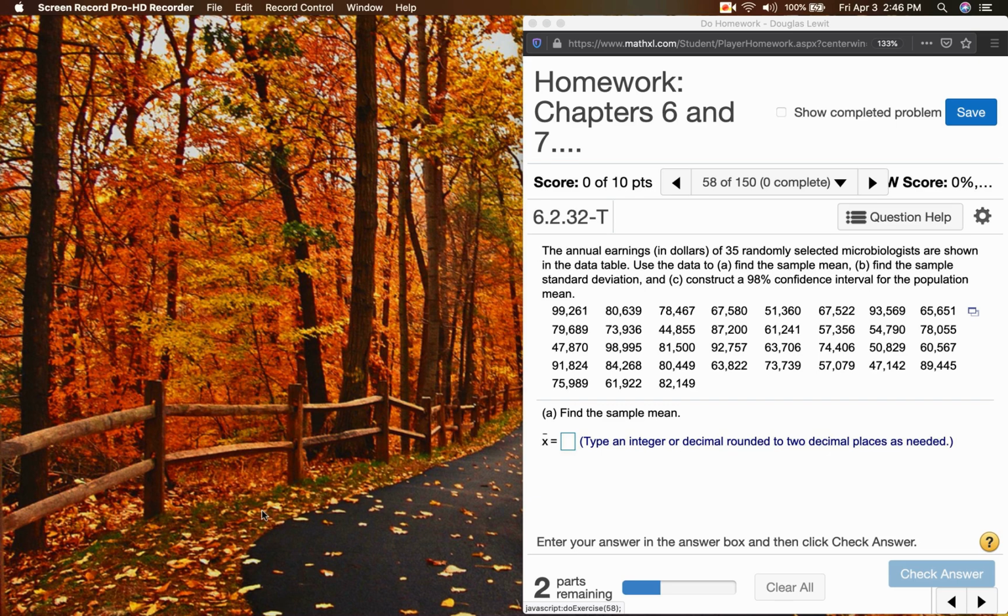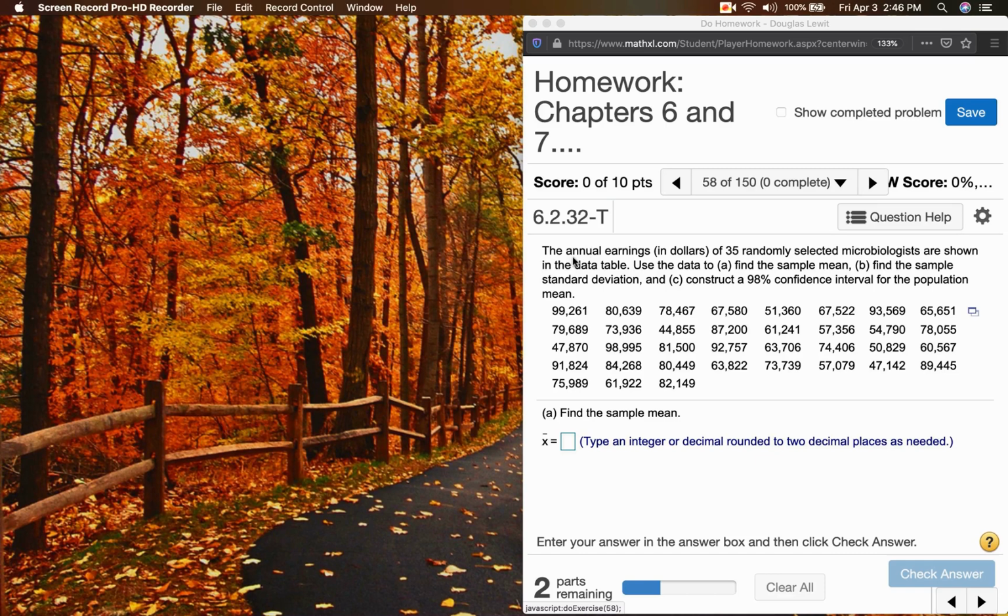Okay guys, we're going to work on problem 58, which is a chapter 6 problem. It does not use the normal distribution. It uses something similar, which is called the Student t distribution. It's similar, but it's not exactly the same as the normal distribution.